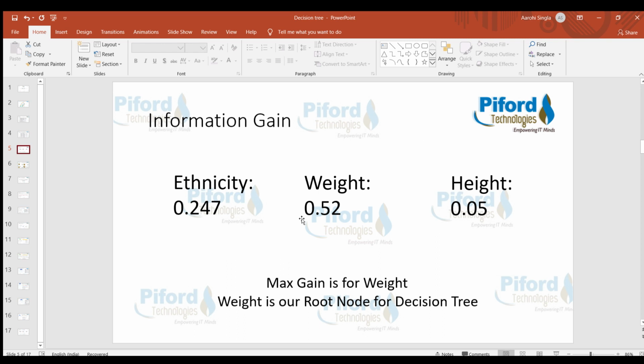And according to that, the weight feature has higher information gain, right? So that means our root node would be the weight feature. Now let's see how to calculate information gain. If you want to understand the concept of information gain, then you should also know about entropy, because entropy is required when we calculate information gain.